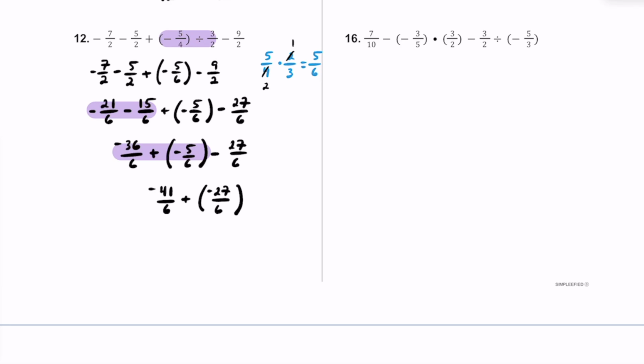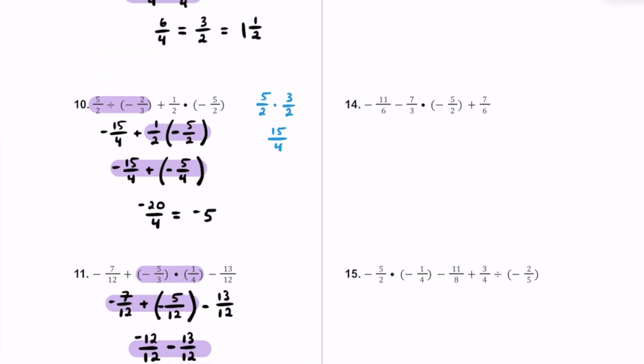And then -41 plus -27 is going to be -68. So if we go ahead and add these together, it's a negative plus a negative. That's going to be -68/6. Now, as an improper fraction, we can divide top and bottom by 2, so that's going to be -34/3. That's one way to write it, or as a mixed number, we can say it's going to be -11 1/3. That's going to be as a mixed number.